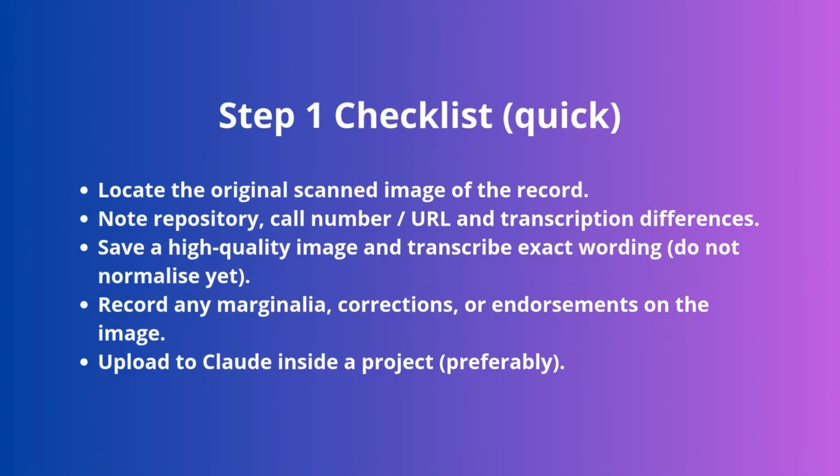So here's step 1 checklist. You locate that original scanned image of the record. In my case, I went back to the newspaper in which that obituary appeared. Note the repository that it was found in, the call number, the URL, and any transcription differences. For example, you can use Ancestry transcribe these days.